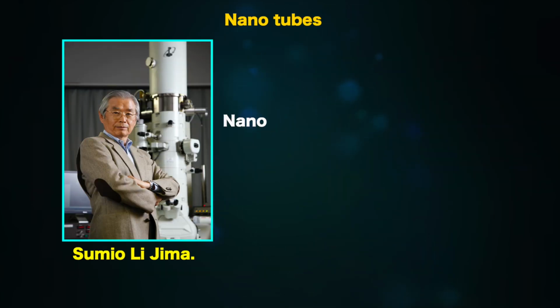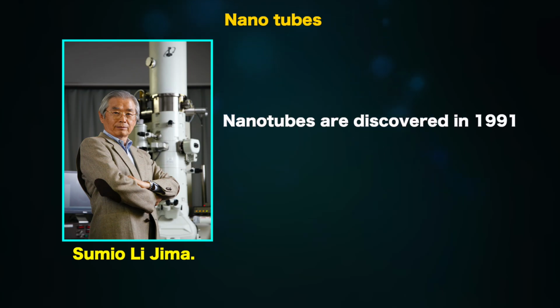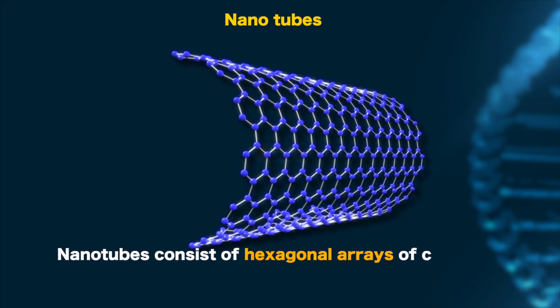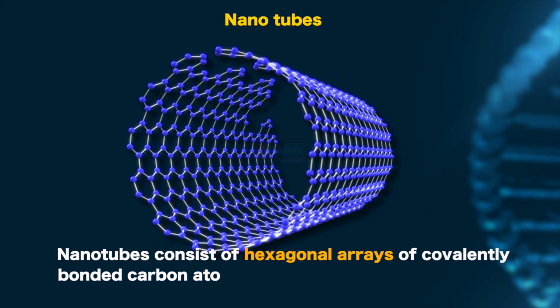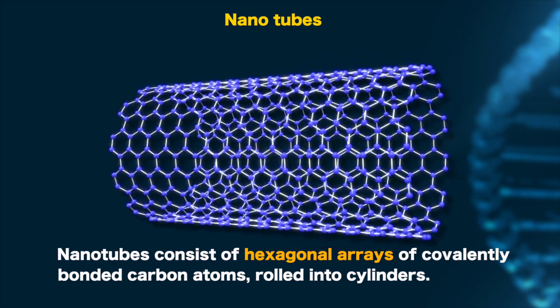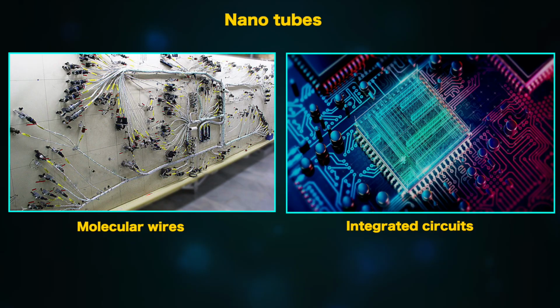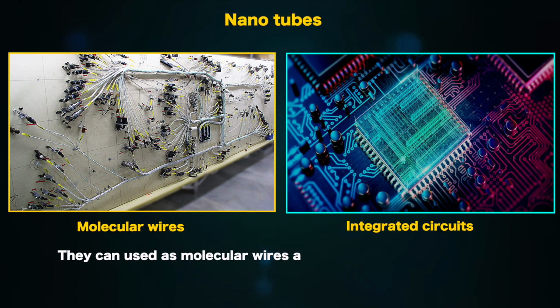Nanotubes. Nanotubes were discovered in 1991 by Sumio Iijima. Nanotubes consist of hexagonal arrays of covalently bonded carbon atoms rolled into cylinders. Nanotubes are good conductors of electricity, so they can be used as molecular wires as well as in integrated circuits.